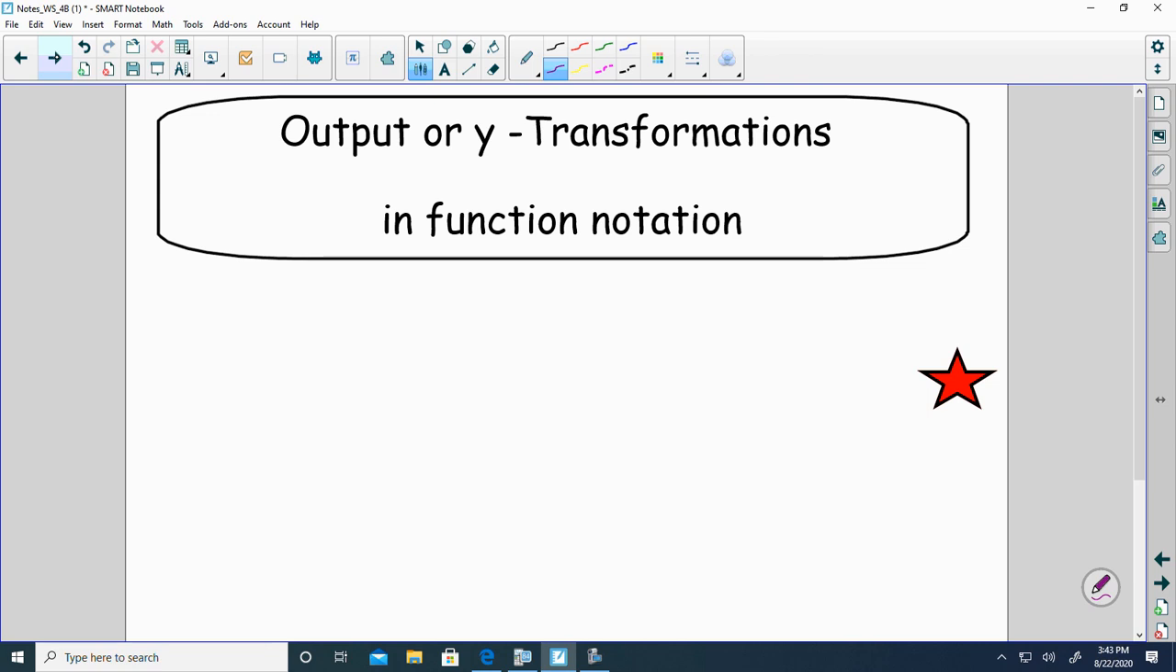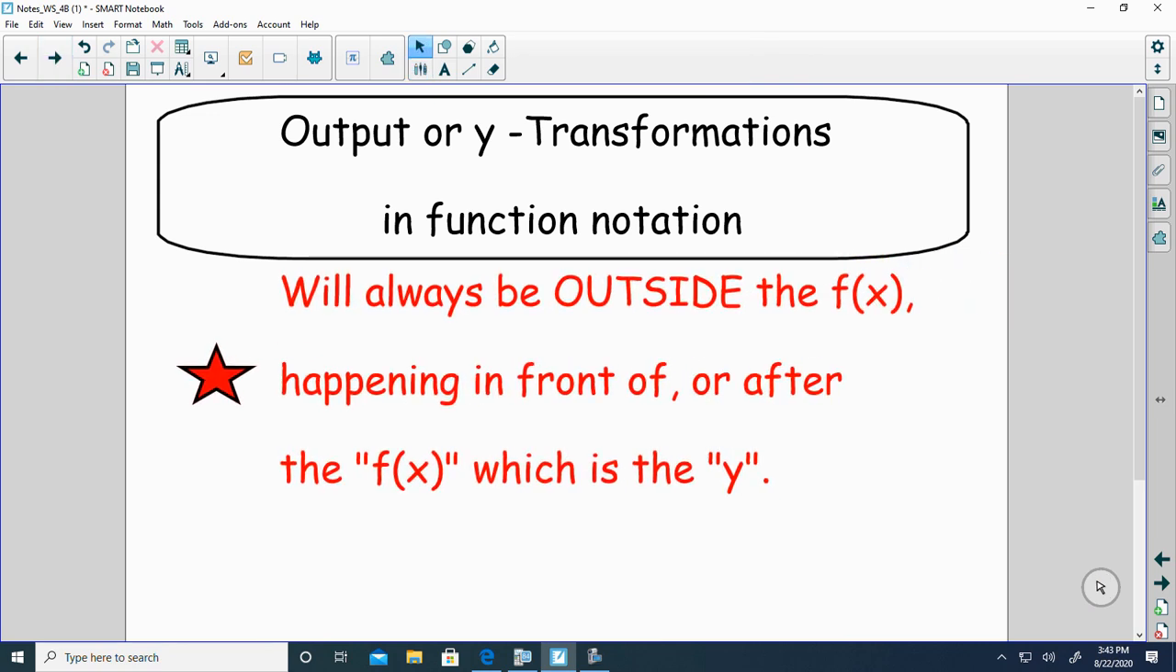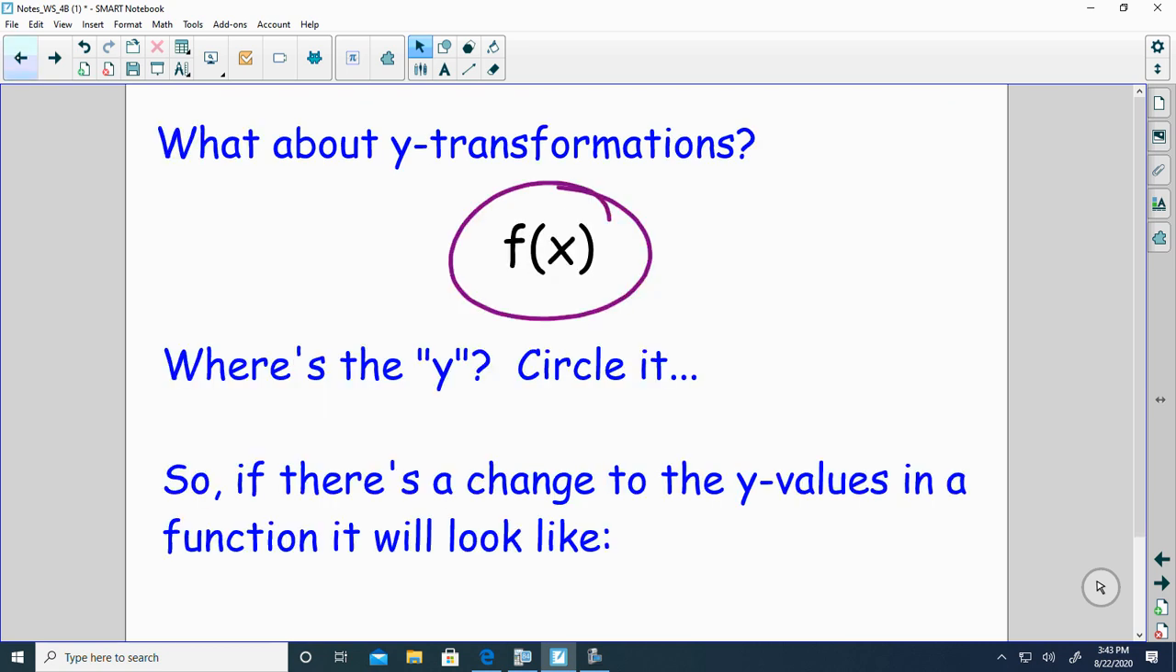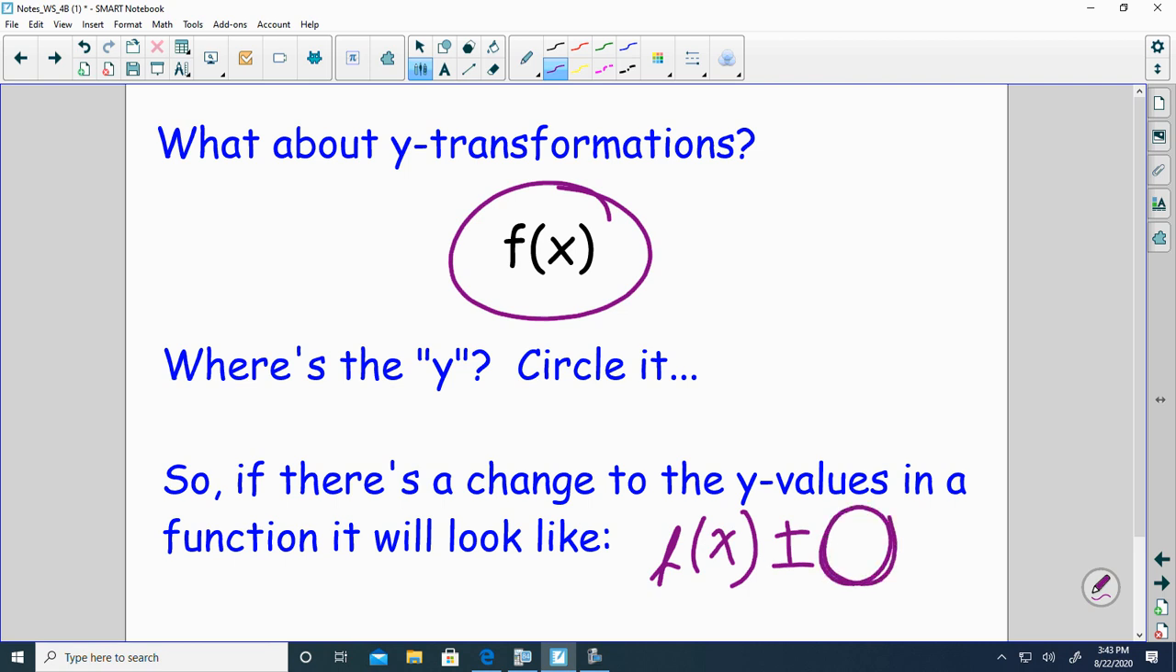So output or y transformations in a function notation will always be outside of f of x, so happening in front. So let's go back to that last slide. So if we're going to do a change in the y, it's going to be like f at x plus or minus some other number or some other function.